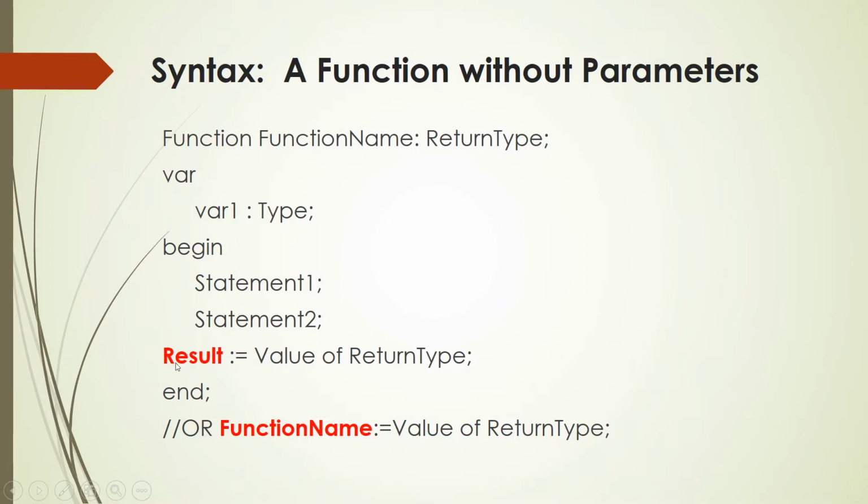Alternatively, instead of using the reserved word result, you can use the name of the function to return the value that the function is sending out. Remember that the function returns a single value. The function has a return data type. The function uses the reserved word result or the name of the function to return the value.